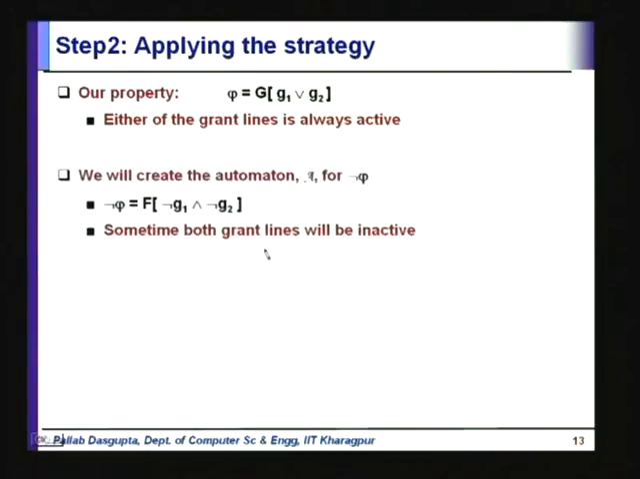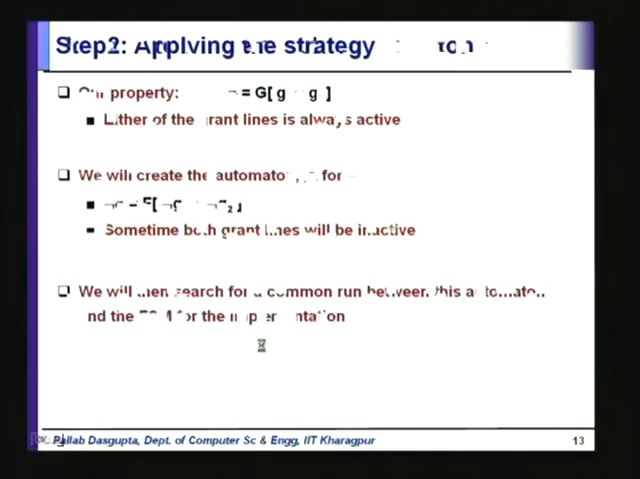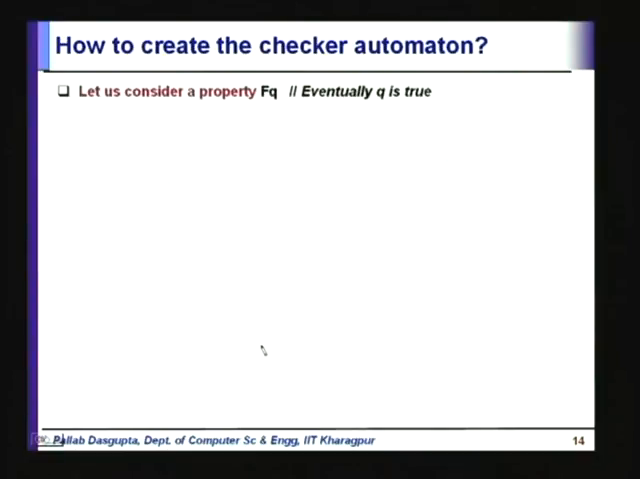For our example, this was our property. We will create the automaton for not verify as I explained earlier. So, what is not verify here? F of not G1 and not G2. If I put a not here, the G will become F and then we use De Morgan's. So, not G1 and not G2. Sometimes both grant lines will be inactive, that is what this says. Sometimes in the future both grant lines will be inactive. We will then search for a common run between this automaton and the FSM for the implementation. So, let us see how we create the checker automaton.